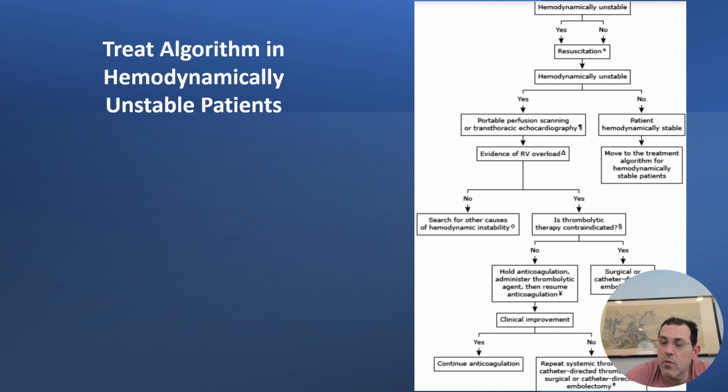However, if the answer is yes, we do see evidence of right ventricular overload, say we see things like a McConnell sign, which we'll talk about shortly, then we need to ask ourselves the question: is thrombolytic therapy contraindicated? So if it's not, of course, we're going to give it. And if it is contraindicated, then we're going to have to progress to our surgical or catheter-directed embolectomy.